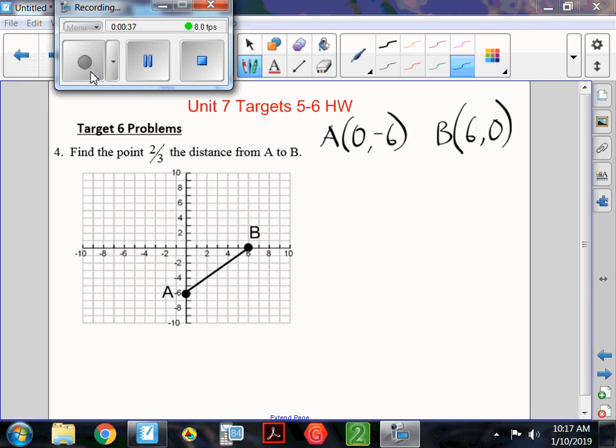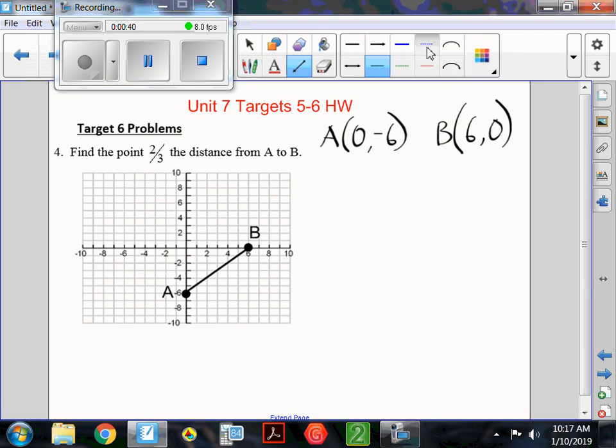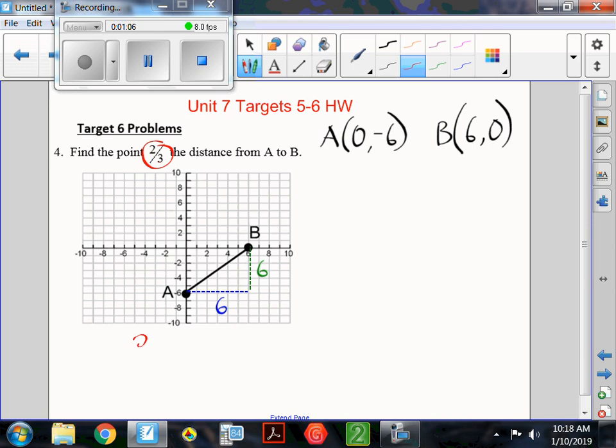Well, when we find distance, we found that distance is always made up of a vertical component and a horizontal component. So if I find the horizontal component first, going from A to B, I'm going to the right 6 units. If I find the vertical component going from A to B, I'm going up 6 units. I want to take 2/3 of that distance. So I need to take 2/3 of both 6's. Well, 2/3 of 6 horizontally is going to be 4, and 2/3 of 6 vertically is still going to be 4.